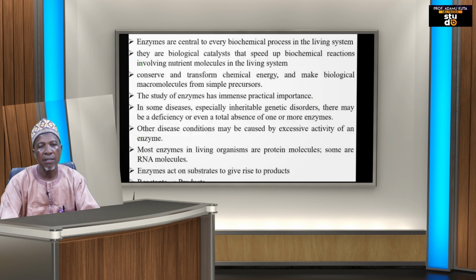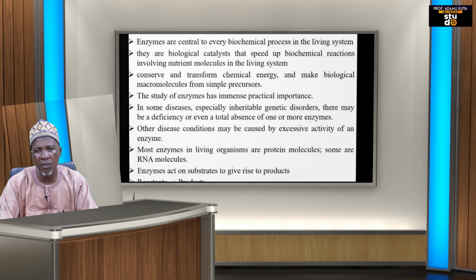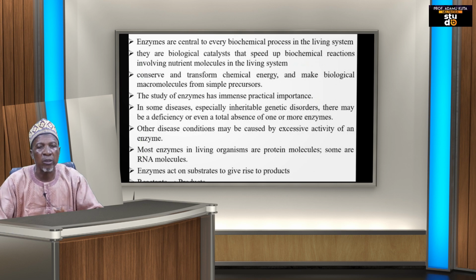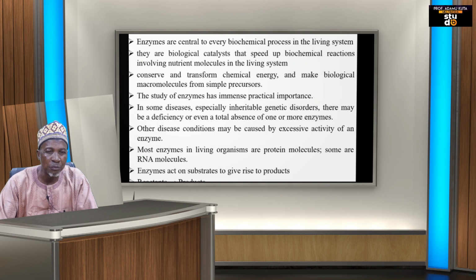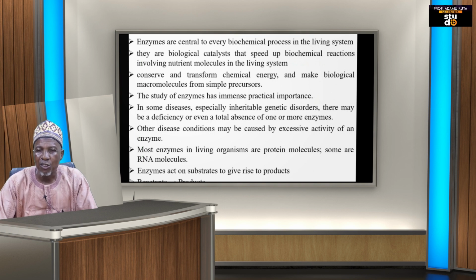First, we start with what is an enzyme. Enzymes are central to every biochemical process in the living system. All reactions that take place in the living system are catalyzed by enzymes. And that is what gives the impetus for us to live. The moment enzymes stop working, the living system will die. And the definition of these enzymes is that they are biological catalysts that speed up biochemical reactions involving nutrient molecules in the living system. We take in food in the form of carbohydrates, lipids, fats.